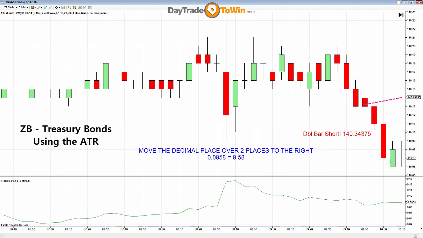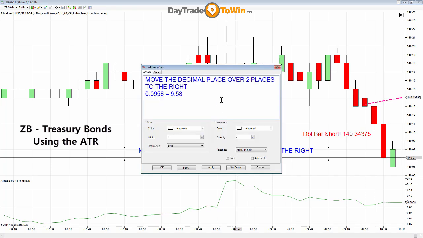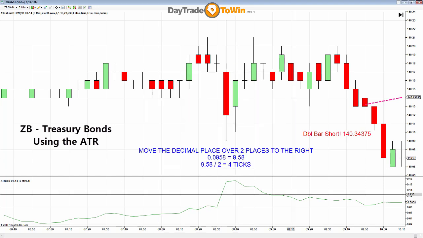Right here. Now, in addition, we have to divide by 2. So in reality, I'm not going for 9 ticks. I'm going for 4 or 4.5 ticks, which is, if you divide 9.58 divided by 2, you're looking at roughly 4 ticks. So if you're ever wondering how to relate the Treasury bonds using the ATR, it's identical.